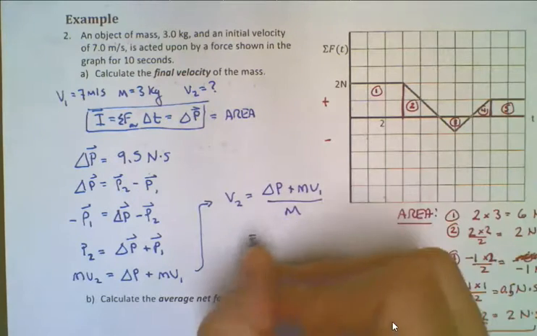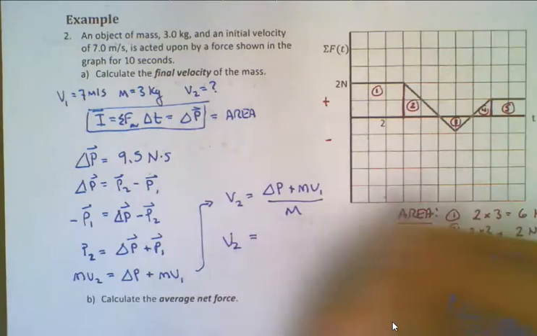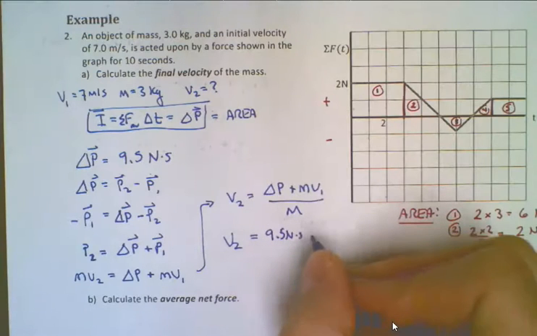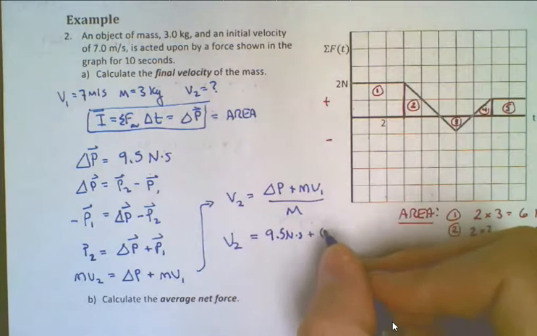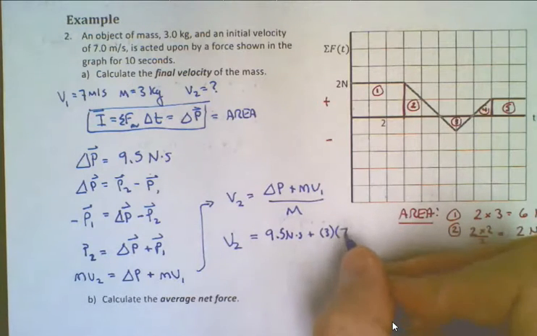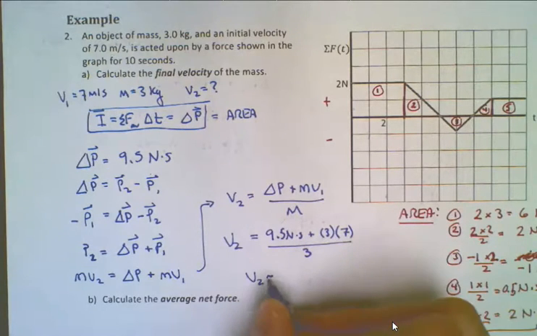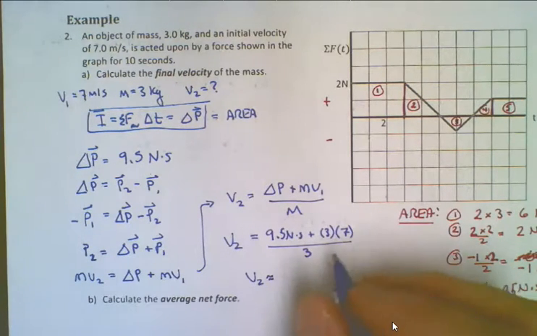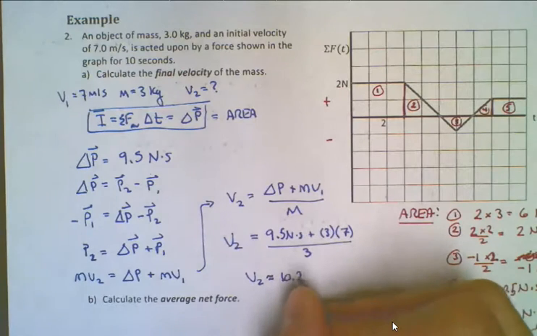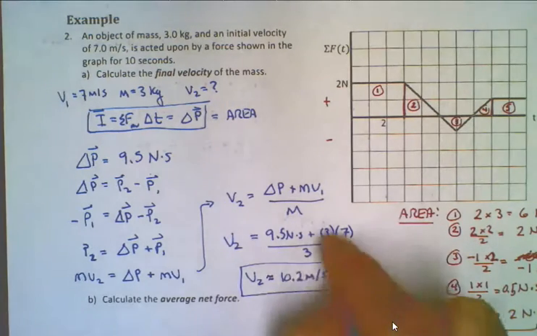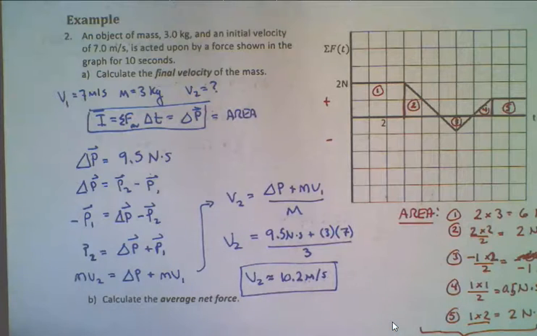Like so. So the change in momentum from our area was 9.5 Newton seconds, plus the mass was 3, the initial speed was 7, divided by 3. V2 is approximately 10.2 meters per second. 21 plus 9 is approximately 30, divided by 3 is approximately 10 meters per second. So that's the final speed.